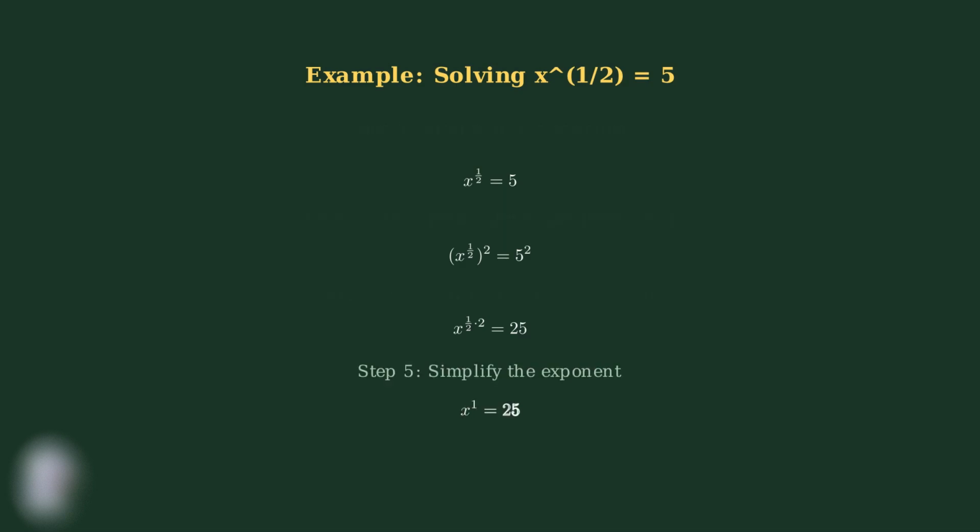Step 5. We simplify the exponent. 1/2 times 2 equals 1, so we have x to the first power equals 25. Since x to the first power is just x, our final answer is x equals 25. Let's highlight our solution. We found that x equals 25. We can verify this is correct by substituting back into the original equation. 25 to the 1/2 power equals the square root of 25, which is indeed 5.